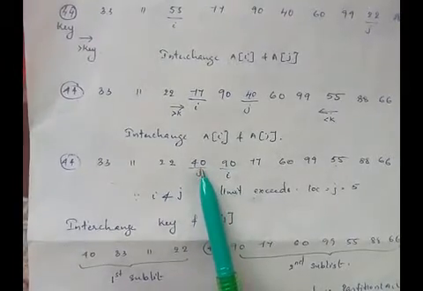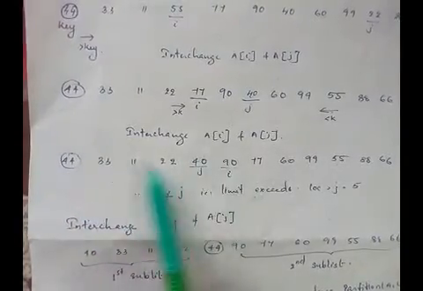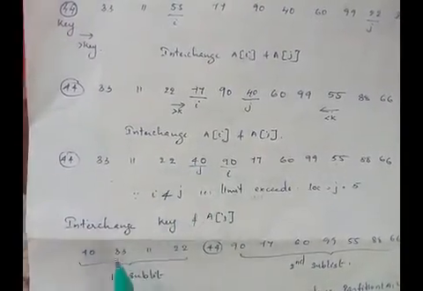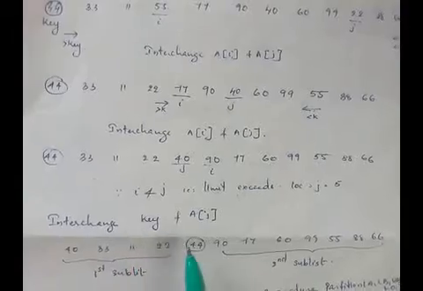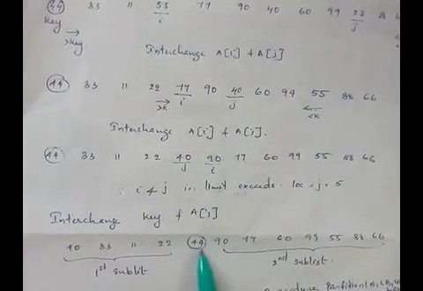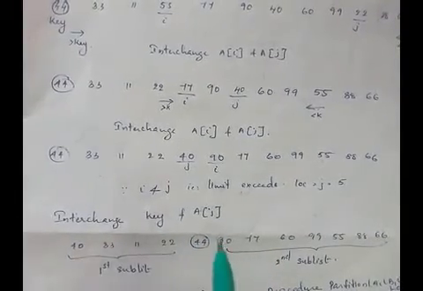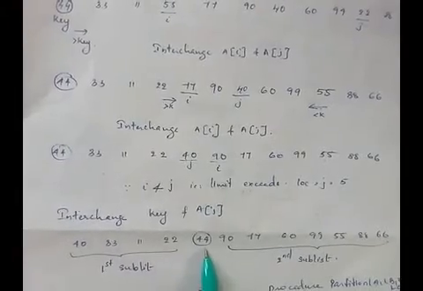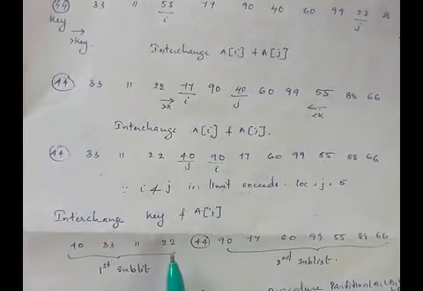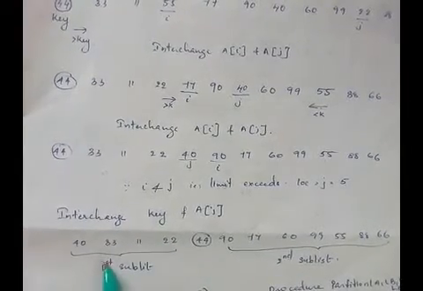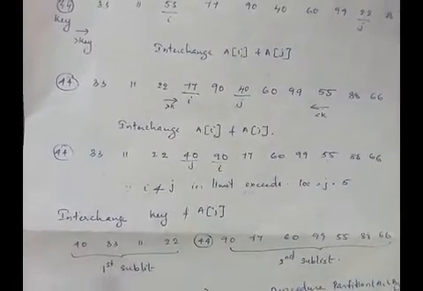Now we have to interchange the element at j and the pivot element. By interchanging these two values, 40 comes in the beginning and 44 comes at the location of j. Now look at the numbers. 44 was the pivot element, and the pivot element has its location in the sorted array. In the sorted array, 44 will be at this position. Now we have two sublists, one in front of 44 and one next to the pivot element. In the first sublist, look at the numbers.